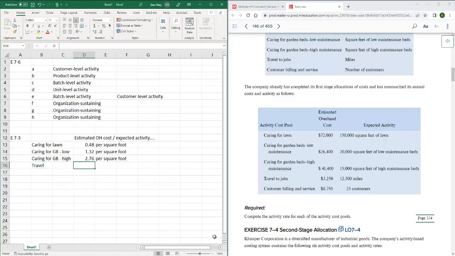Next up, we had travel to jobs. Our estimated overhead cost there, $3,250. And we expected to cover 12,500 miles traveling back and forth to jobs here. So we divide that out and we get 26 cents, and that's per mile.